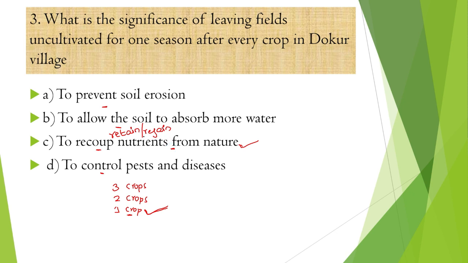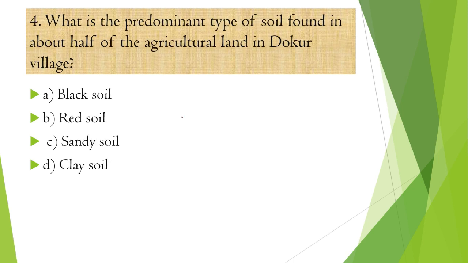If they leave the second season crop, or the second or third season crop, then what happens? Then that land can gain the nutrients from nature. So C is the correct answer here.